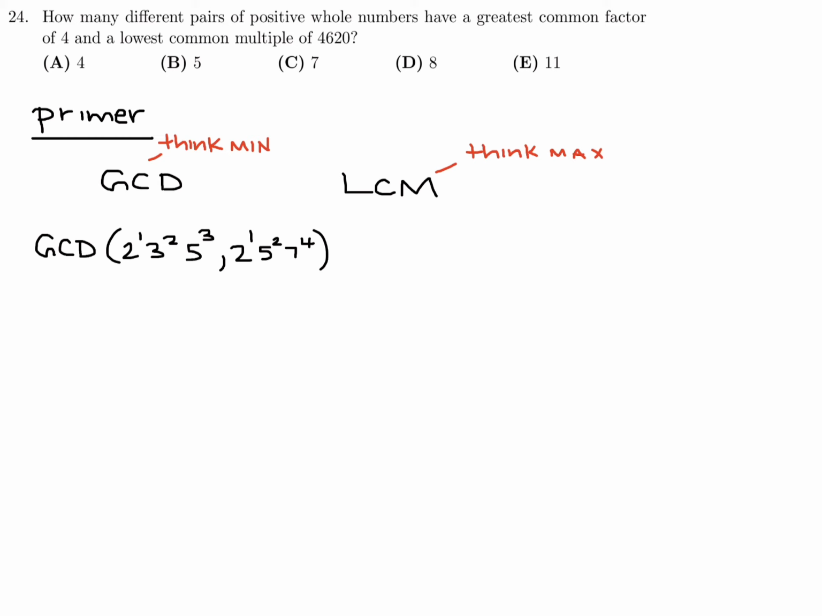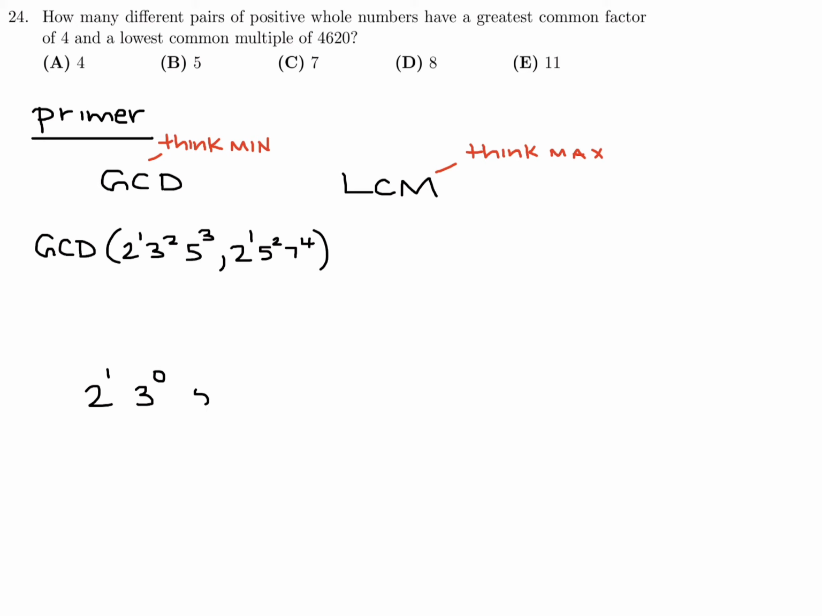Think min. You look at each prime factor and you choose the minimum that it occurs. So for 2, what's the minimum that it occurs in both? Here it occurs only once. Here it occurs only once. The minimum is once. So that's part of the GCD. The next prime factor is a 3. It occurs here twice, but it occurs here 0 times. So the minimum is 0. So that's what goes into the GCD.